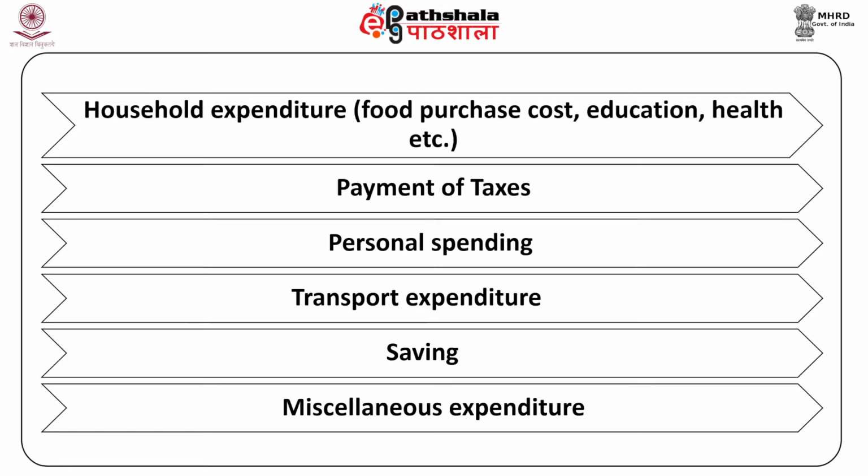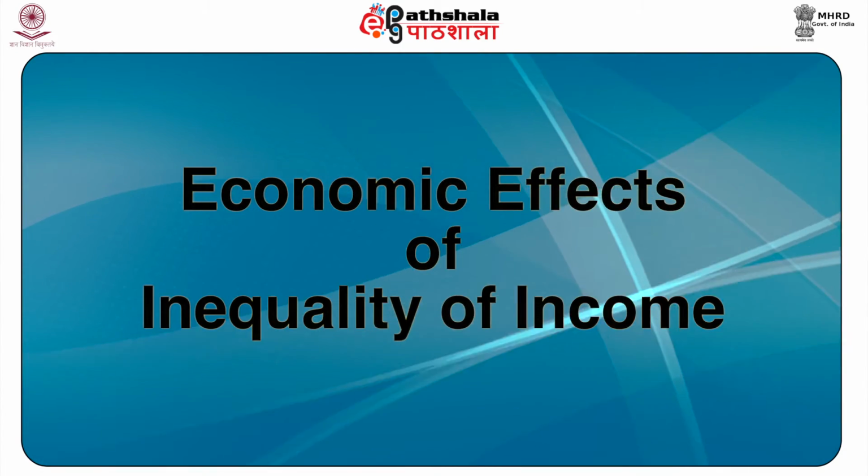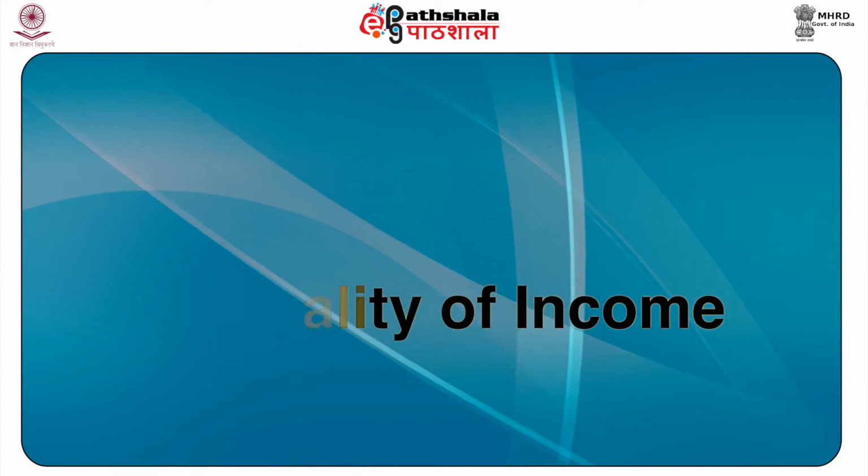Sixth, miscellaneous expenditure. This type of expenditure includes allocation for emergencies or unplanned items or such future uncertain eventualities. This is allocation for unscheduled or sudden unallocated expenses. The next topic is economic effects of inequality of income.